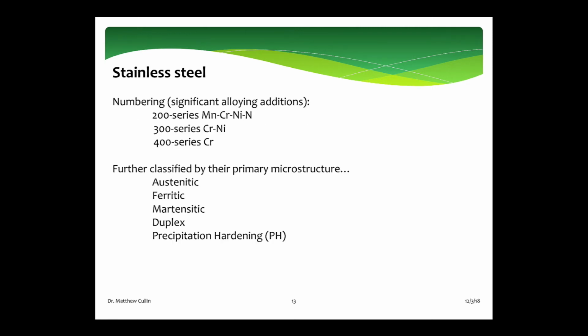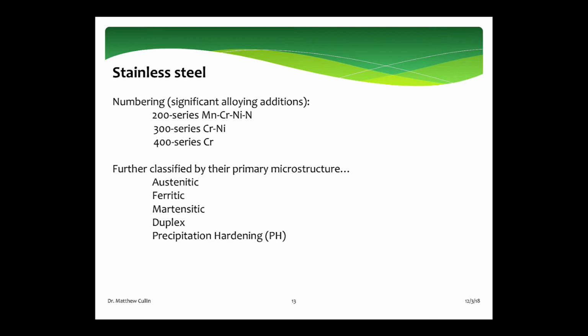So when we're talking about stainless steels, there's a few different designations that we use. There's a numbering system that we use, and that's going to be either 200, 300, or 400 series stainless steels. And then we can also classify them by their primary microstructure. So we have austenitic stainless steels, so the primary structure is austenite, FCC. We have ferritic stainless steels, and the primary structure there is going to be ferrite, BCC. We have martensitic stainless steels, which we know are going to be martensite or more appropriately tempered martensite.